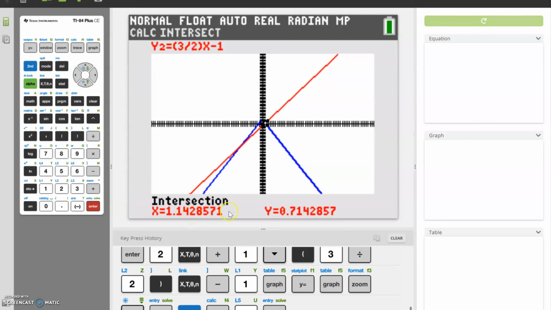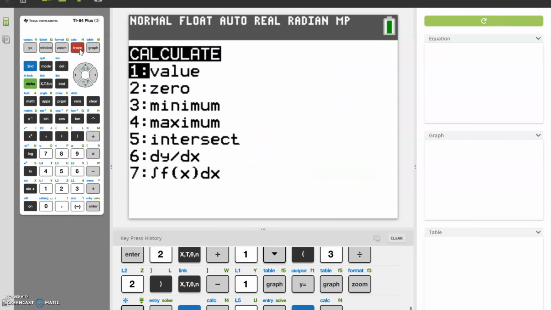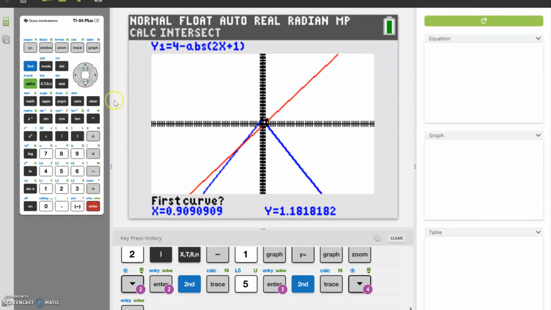Let's go ahead and find the other intersection over here on the left. So again, second, trace. Either arrowing down to option 5 or just pressing 5 on your keypad. I'm going to get a little bit closer to where I think that intersection is. Again, you don't have to be right on top of the intersection. I think that's pretty good. I'm going to hit enter, and then it's going to automatically kick me over to the second curve, and you can kind of see it in this case because it changes color. If you have an older model of the calculator, everything is one color, which I guess makes it a little bit harder to see that.